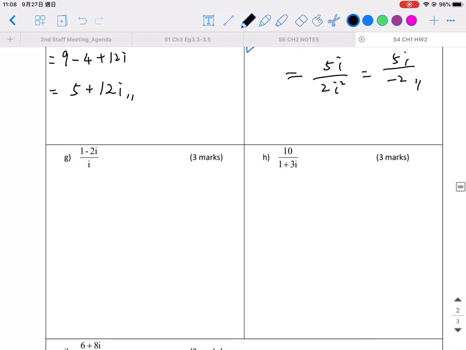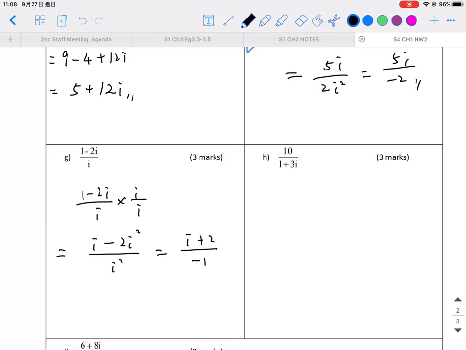And for part G, someone made a mistake in the last 2 steps. The first step is easy, just multiply i over i. And you will get, for the denominator, i squared. And for the numerator, it will be i minus 2i squared. And therefore, it should become i plus 2 over -1.